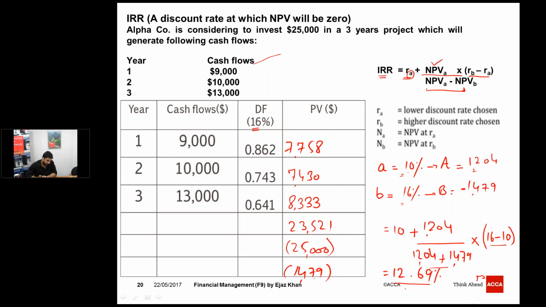Will the examiner ask to calculate IRR or what? Yes, sometimes he will definitely ask you to calculate IRR, or sometimes he will ask you to evaluate the project and decide whether to accept or reject the project based on IRR. So usually it will expressly ask that you need to calculate IRR.